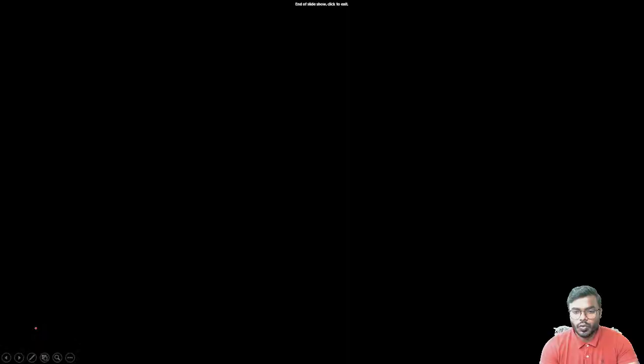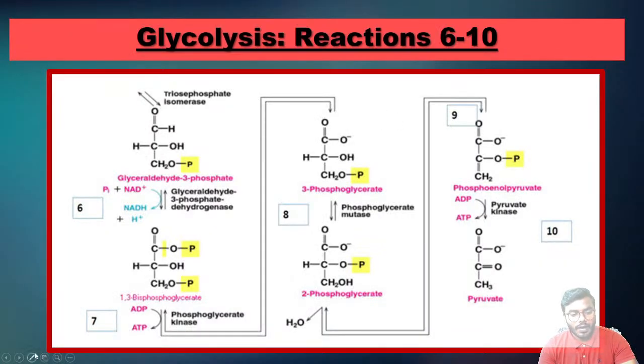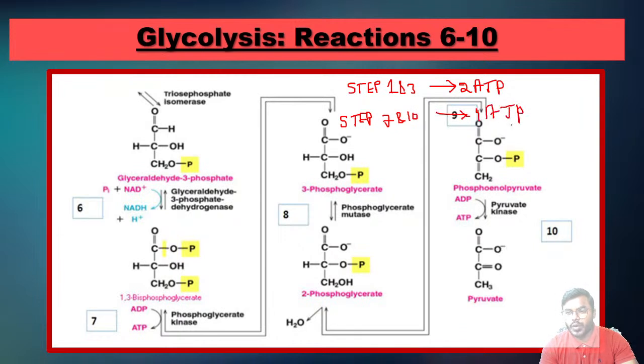So friends, what are the overall reactions now? All the students follow me, the simple calculations. In step 1 and step 3, we spent 2 ATP. Is it? And in step 7 and step 10, we gained 4 ATP. Okay. So since we spent 2 ATP, we are subtracting the 2 ATP. Our net ATP is total 2. But in the 6th step, we also got 2 NADH molecules. So 2 NADH giving rise to 6 ATP. So 6 plus 2, 8.